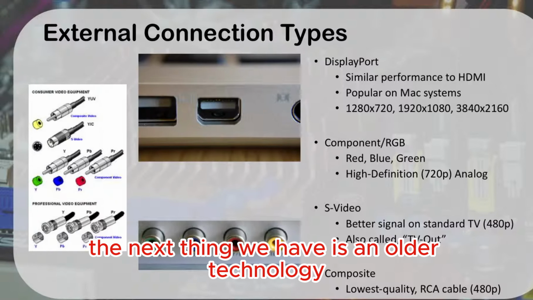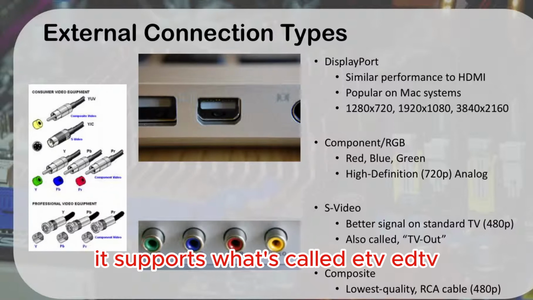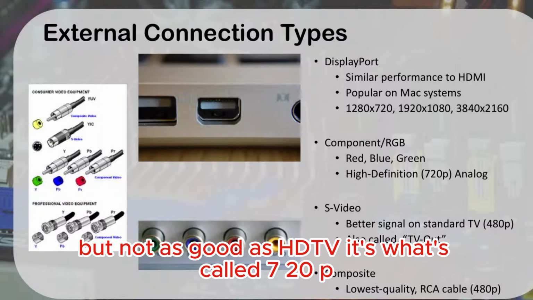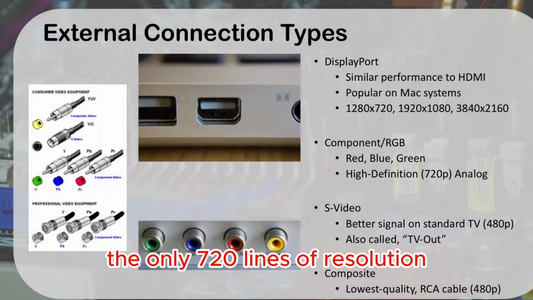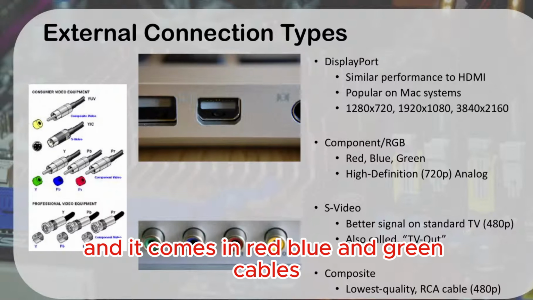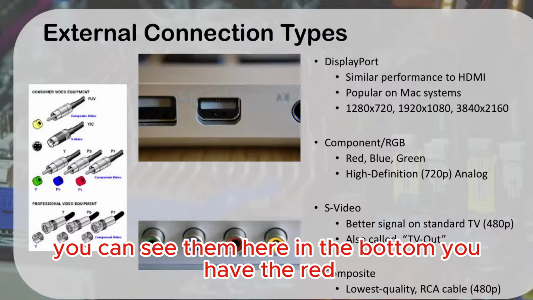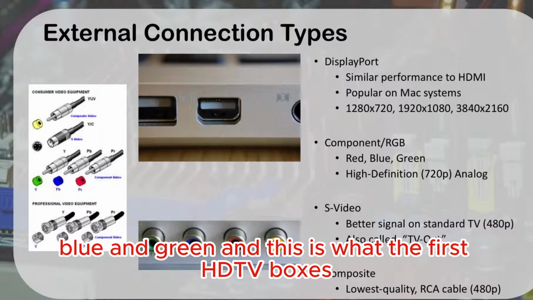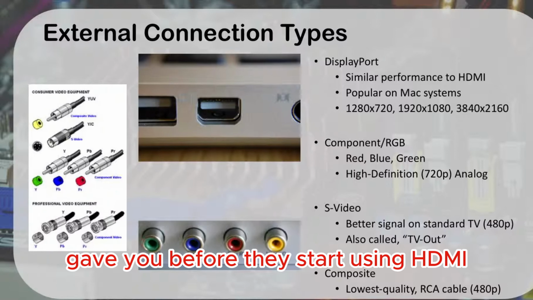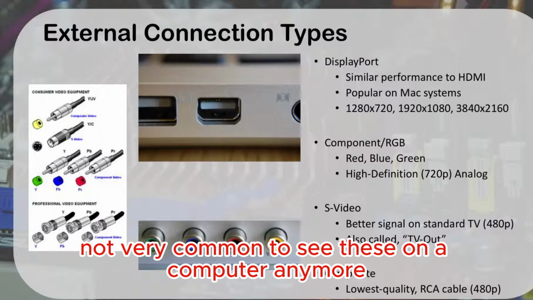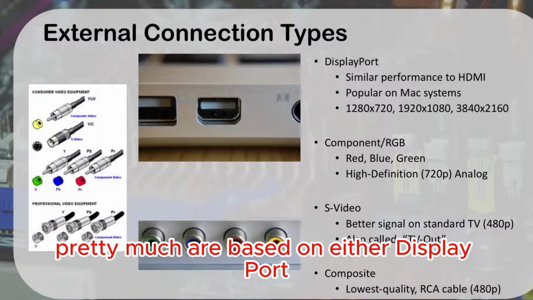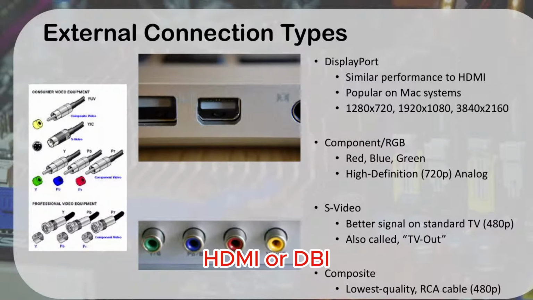The next thing we have is an older technology. It supports what's called EDTV, which was better than old TV, but not as good as HD TV. It's what's called 720p. It only has 720 lines of resolution. It is a high-definition analog signal, and it comes in red, blue, and green cables. You can see them here on the bottom. This is what the first HD TV set-top boxes from Comcast and Verizon gave you before they started using HDMI. Not very common to see these on a computer anymore. They were very popular in the early 2000s, and nowadays pretty much everybody's gone to either DisplayPort, HDMI, or DVI.